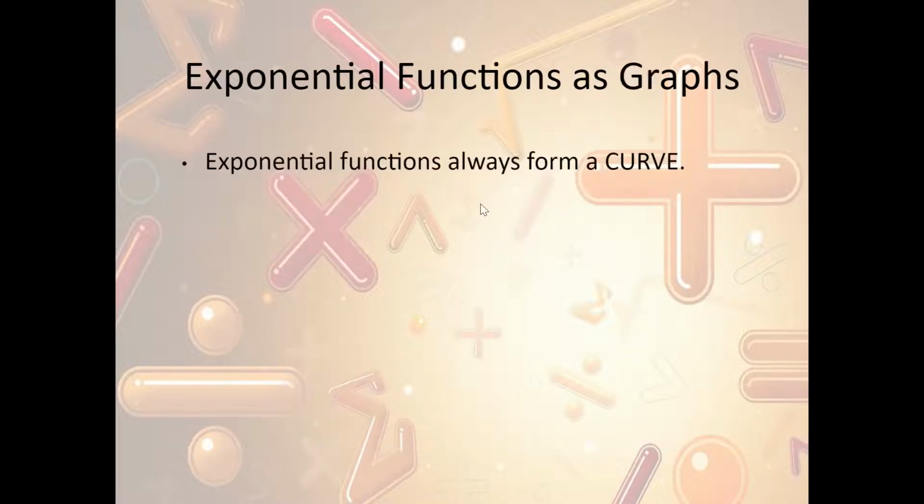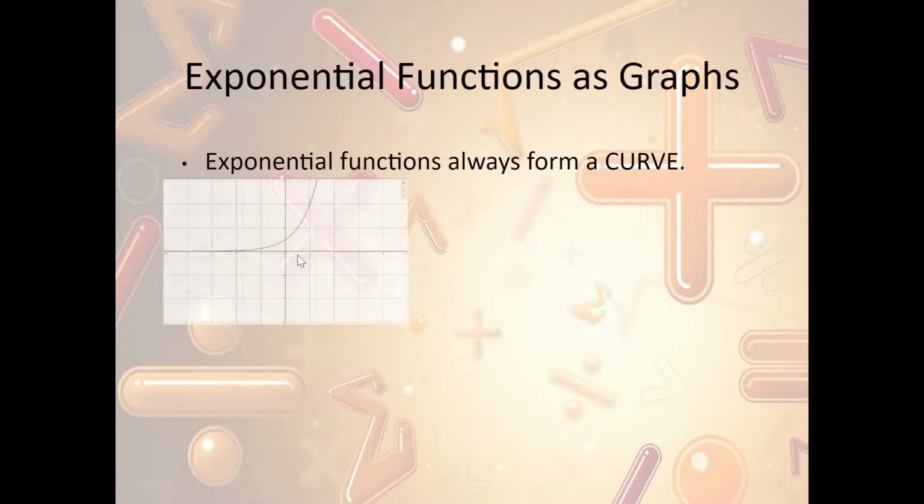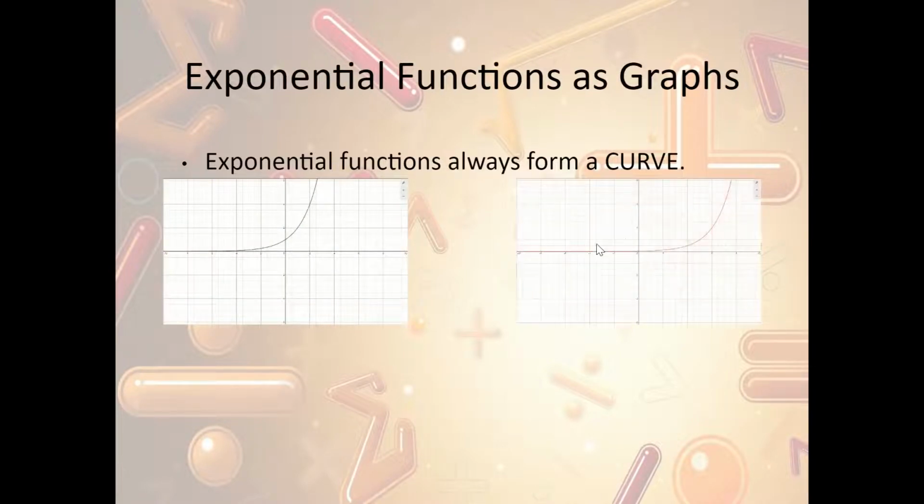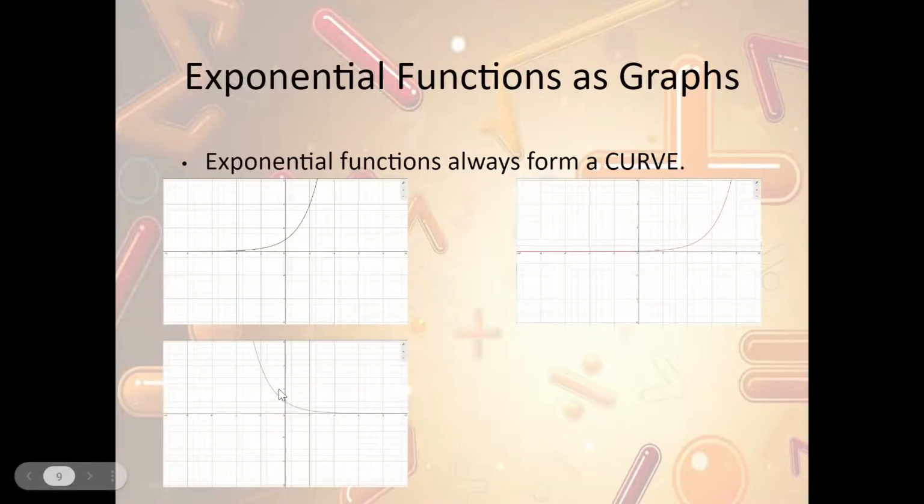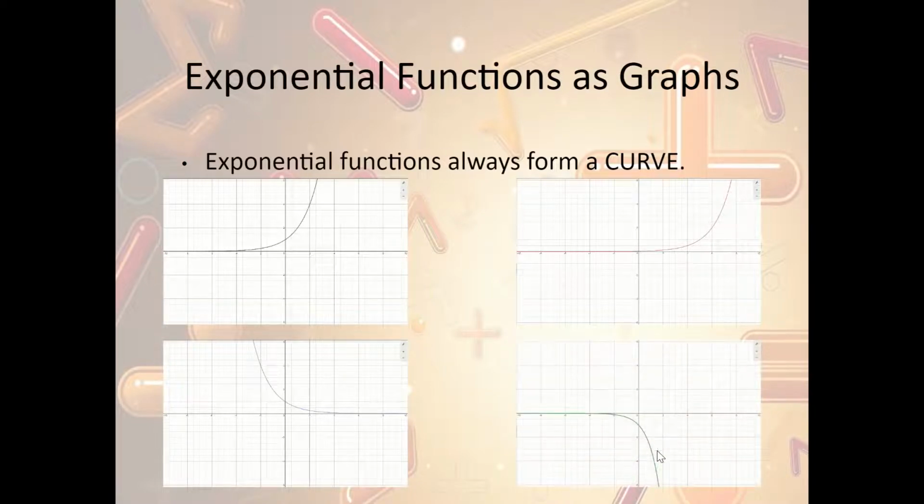And if we were to plot these points, it would look something like this and form this curve. Now, what do exponential functions look like as graphs? They always form a curve, a single curve. So for instance, this is an exponential function. Even if I shift it over, it's still considered an exponential function. If I have it go downward, that's an exponential function. And if I have it go below the x-axis, still an exponential function. All of these are examples of exponential functions.